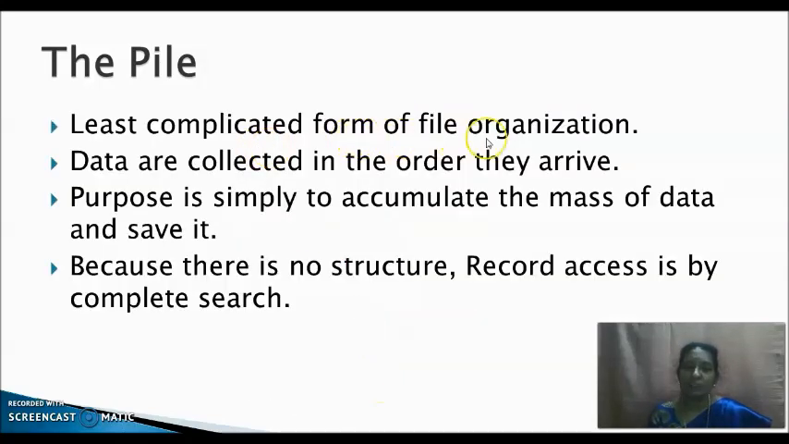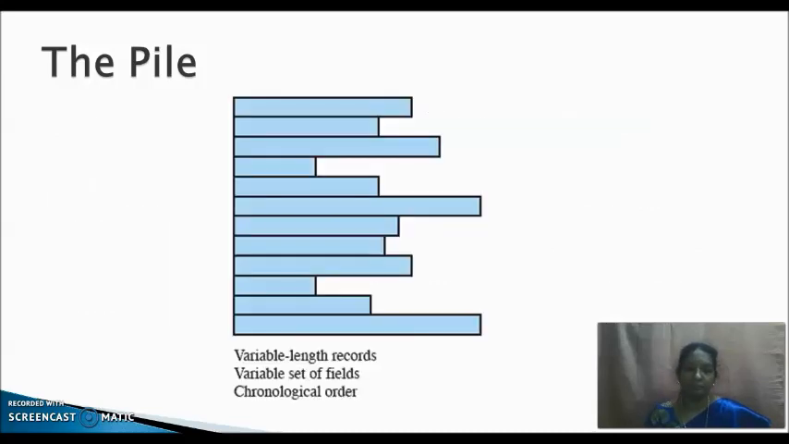So it's the least complicated form of file organization. Data are collected in the order they arrive. Purpose is simply to accumulate the mass of data and save it. Because there is no structure, record access is by complete search. That is, when we want some file, we have to search the entire thing.